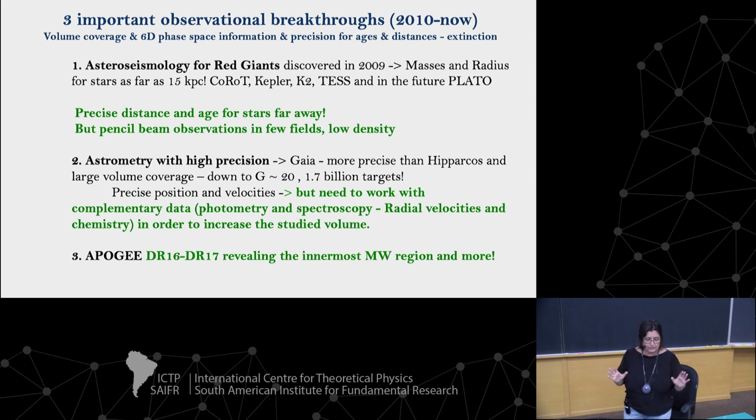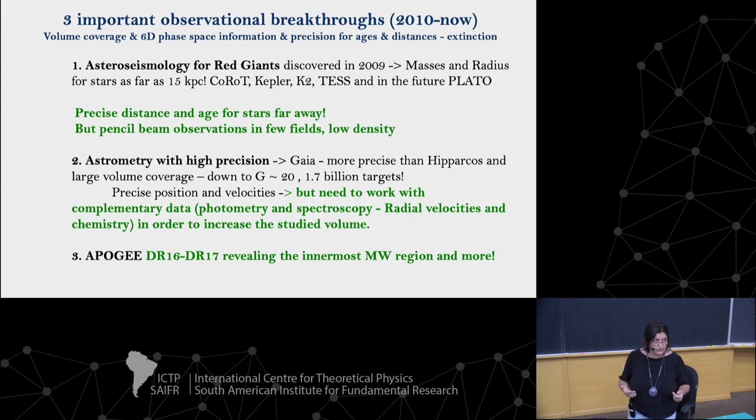The problem is that to get the astroseismology you have to rely on satellite missions: CoRoT was the first one, then Kepler, K2, TESS, and there will be PLATO. These missions are not mapping the full galaxy as we would like, but are pencil beams. So in these directions, I'm going to have very good data, very good distances, and ages. So that's important. The second breakthrough is, of course, Gaia.